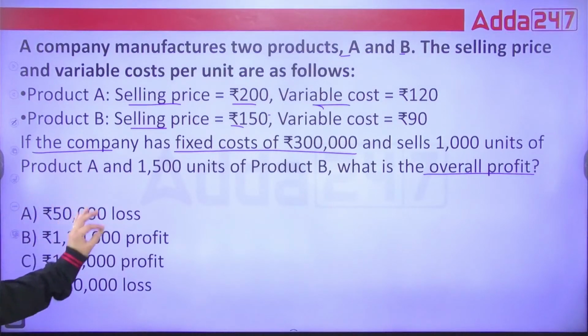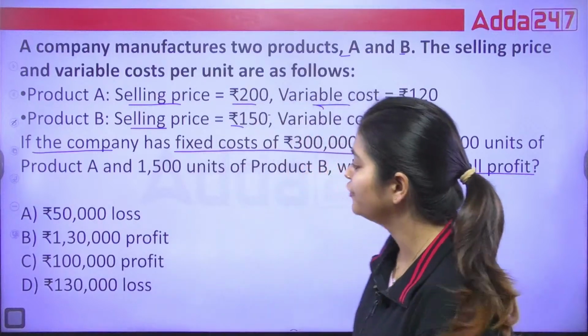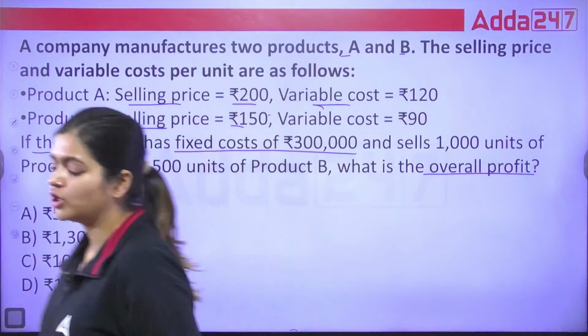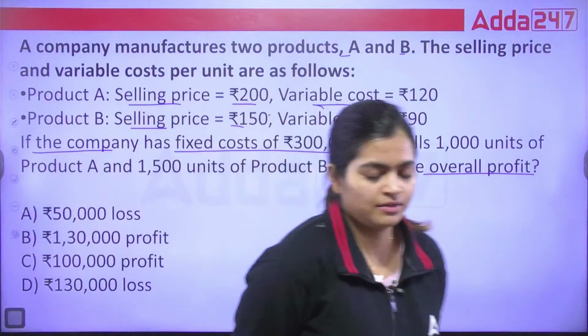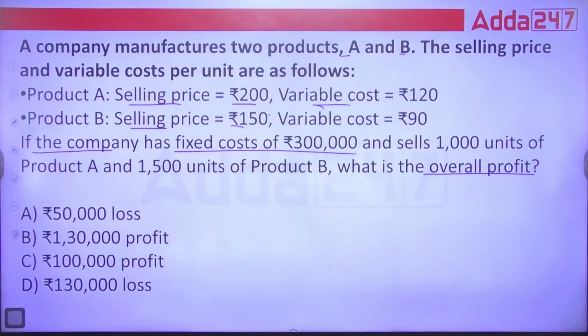A, 50,000 loss. B, 1,30,000 profit. C, 1 lakh profit. D, 1,30,000 loss. Tell me, which option is your correct option out of the 4 options? Okay, as I can see, option B, 1,30,000 profit. Okay, what about others? What do you think? Overall profit is how much? A, B, C, D?